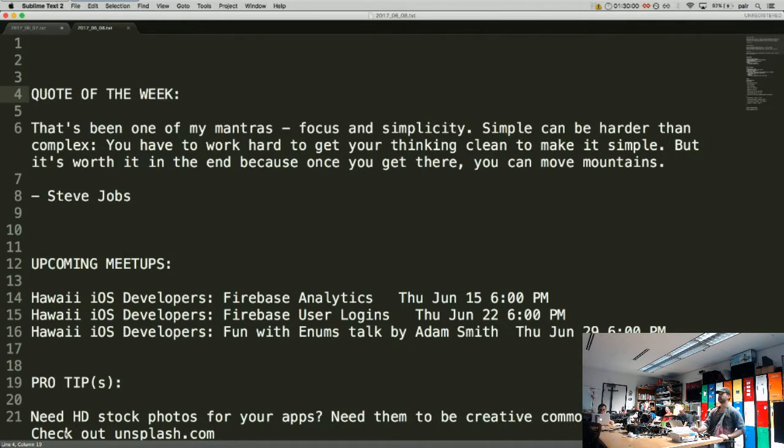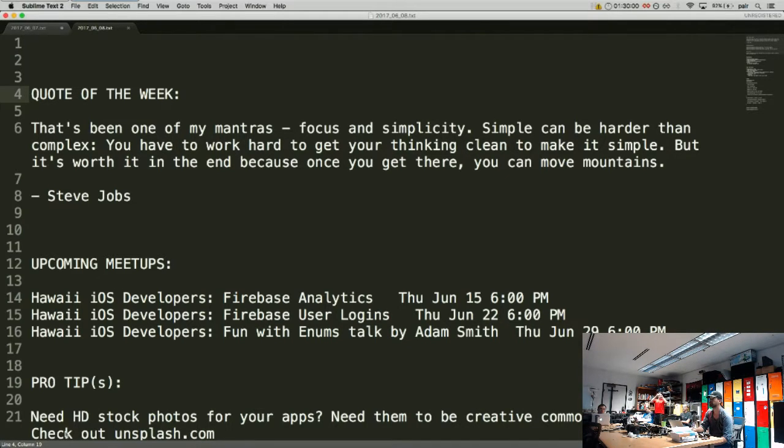The quote of this week is from Steve Jobs. It's been one of my mantras: focus and simplicity. Simple can be harder than complex. You have to work hard to get your thinking clean to make it simple. But it's worth it in the end, because once you get there, you can move mountains. That was a good quote to start out with today.